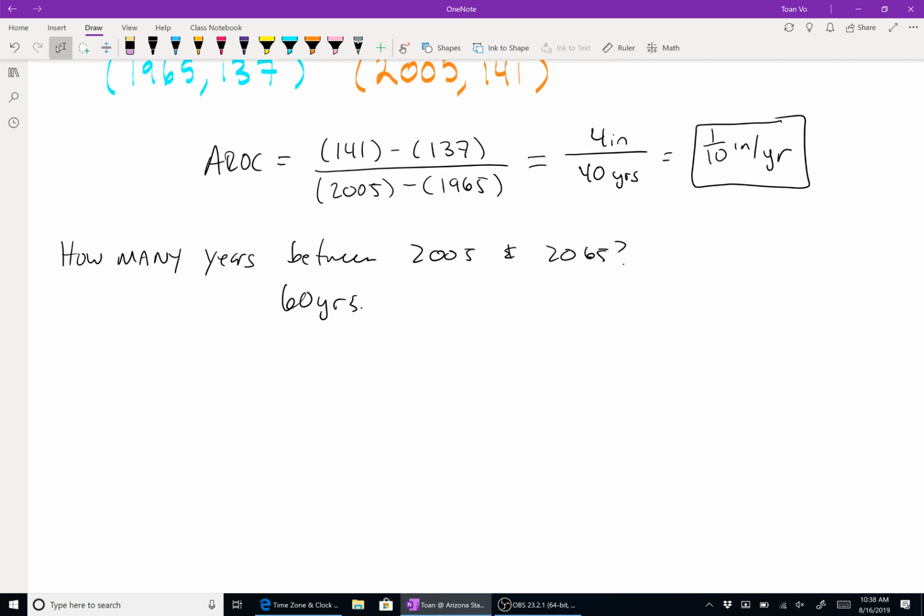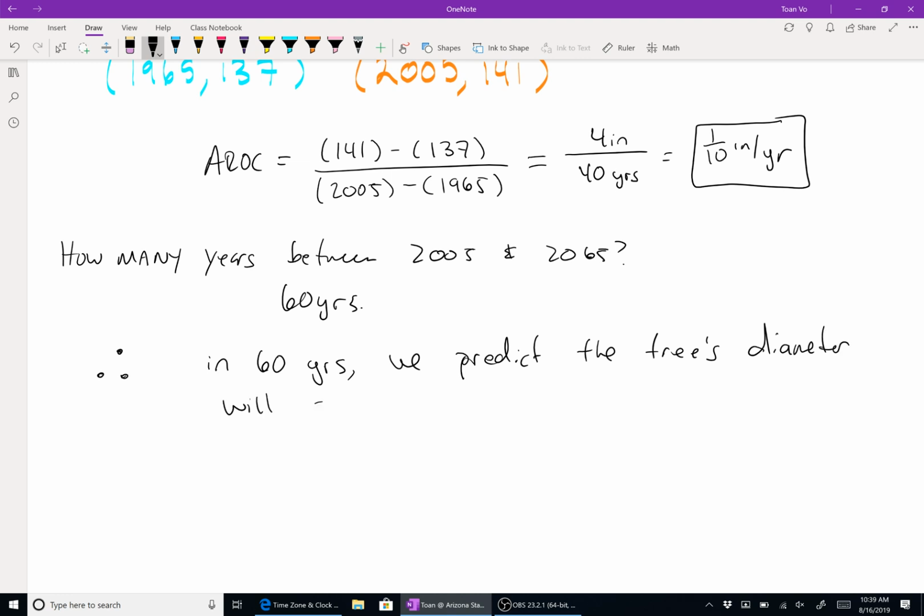So this is more of a common sense thing. We calculated that it's changing 1/10 of an inch per year. We want to predict 60 years into the future. What do we do with those two pieces of information? You multiply them, right? Therefore, in 60 years, we predict the tree's diameter will change by 60 times 1/10, which is 6 inches, right?